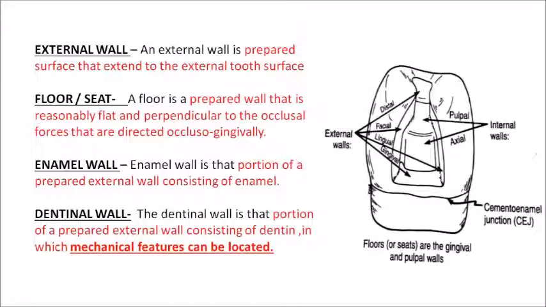Whenever there is a dentinal wall, that will be the portion of the prepared external wall which consists of dentin, in which mechanical features can be located. So that point is very important. The dentinal wall, or external prepared tooth surface consisting of dentin, is where the mechanical features can be located. So any mechanical features will always be located in the dentinal wall.